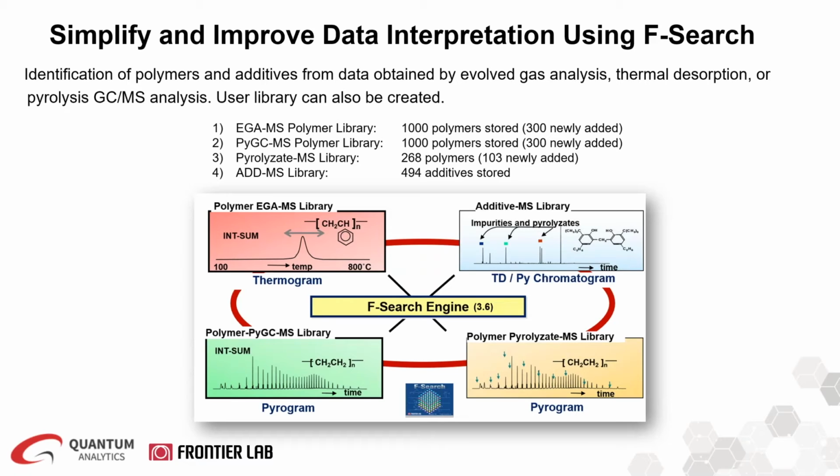F-Search is a search engine with 4 unique libraries for identifying additives, volatiles, lighter components, as well as oligomers, heavier and polymeric fragmentations. F-Search allows you to create your own user in-house library to perform contamination, comparison, and failure analysis. The EGA and Py libraries are for integrated sum analysis, where the engine integrates the pyrogram, makes an average mass spectrum, and identifies the corresponding compounds. The other 2 libraries, additives and pyrolysates, are for individual peak analysis.